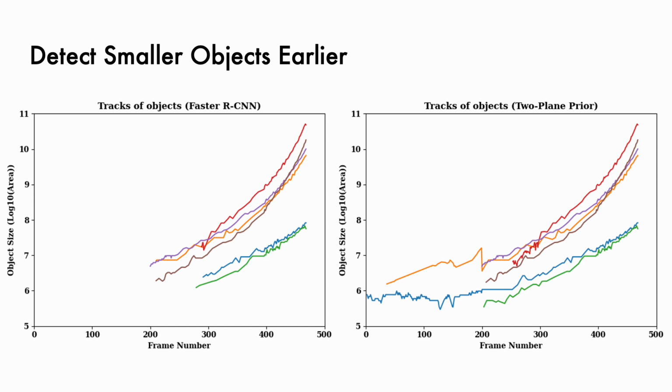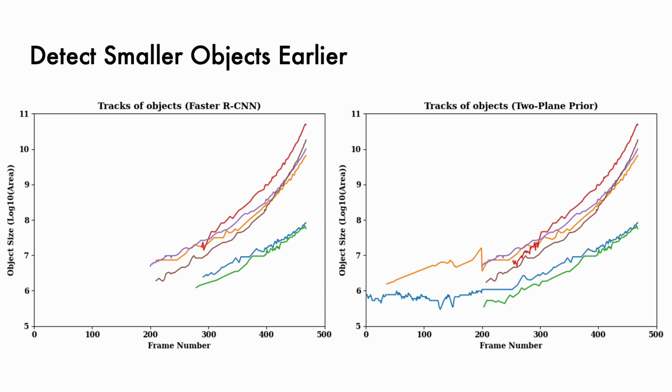We explore one more key question. Is two-plane prior effective at detecting small objects earlier? From our detections, we associated object tracks using an intersection over union based tracker and observed 10% improvement in average track length over the state of the art. This considers all ground truth tracks.